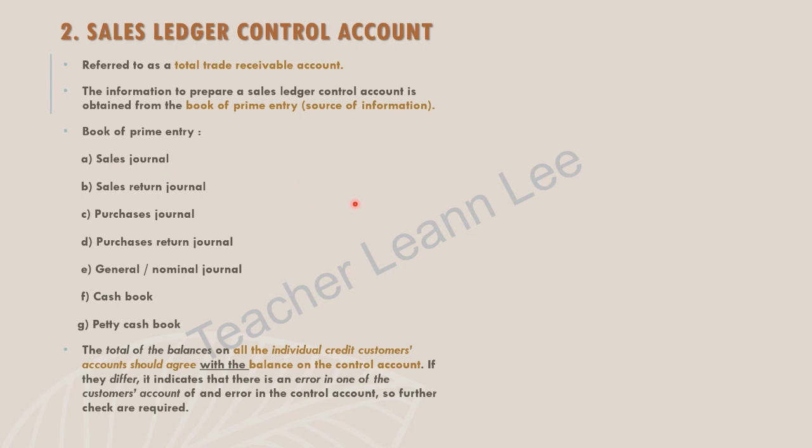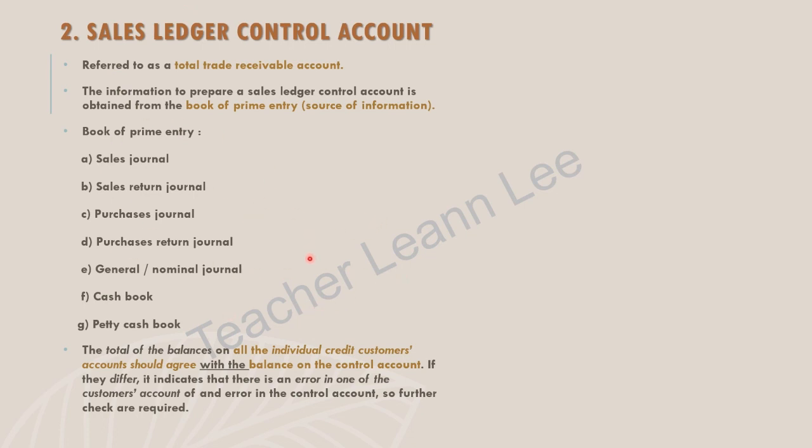The sales journal only records credit sales. The sales return journal only records credit sales returns. The purchases journal only records credit purchases. I can't say it records trade payables, because trade payables never happen in a journal; they only appear in your ledger. Then, continuing, the purchases return journal only records credit purchases returns.